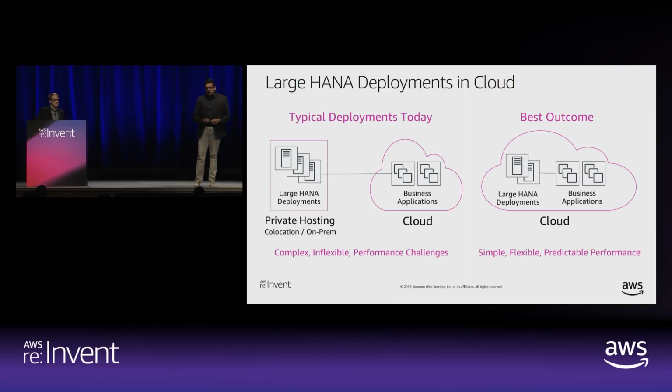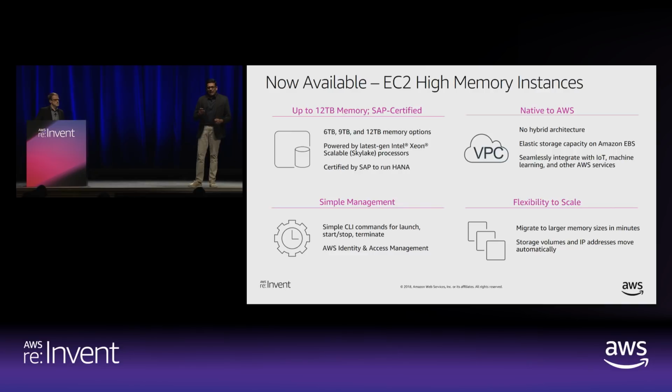So with this, we decided to build these instances with this overall vision in mind, where we wanted to offer these instances natively within AWS. And that's where we built these EC2 High Memory instances, a family of instances with 6, 9, and 12 terabytes of memory.